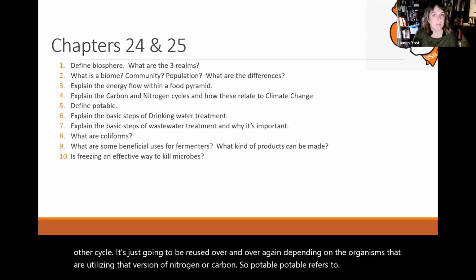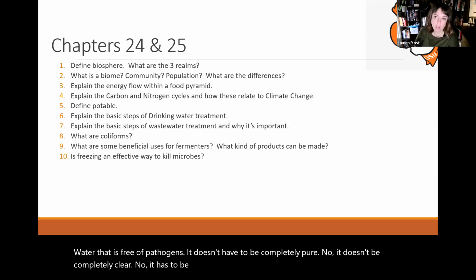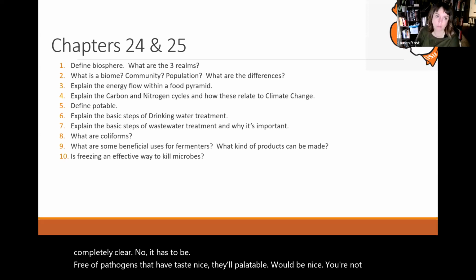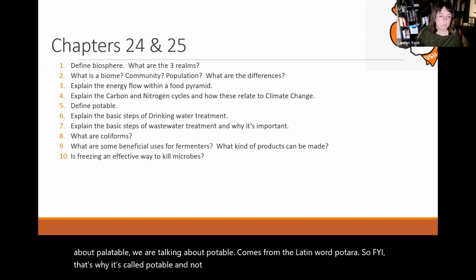So potable refers to water that is free of pathogens. It doesn't have to be completely pure. No, it doesn't have to be completely clear. No, it has to be free of pathogens. Doesn't have to taste nice. The palatable would be nice. We are not talking about palatable. We are talking about potable. It comes from the Latin word potare. So FYI, that's why it's called potable and not potable.